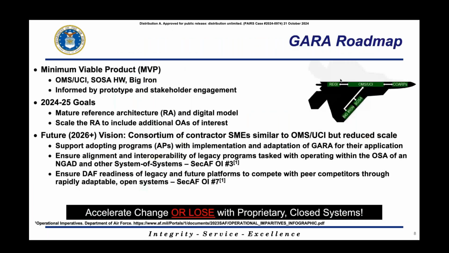Slide 8. GARA is a toolkit that will bring us up to speed on our legacy aircraft. Right now we have a minimum viable product, more of a .5 release, that couples those previous RAs into a single kit so that those who need to apply it don't have to start from scratch or find out where they are and where they're going. We can say, hey, here you are, here's a good direction to go in. Goals for next year on GARA are to get that toolkit out to the people that need it, have it be applied, and then develop a consortium of contractors to help maintain that as a standard.